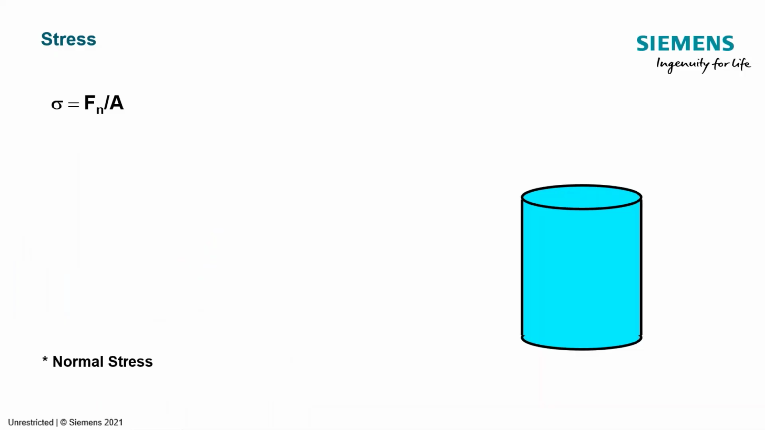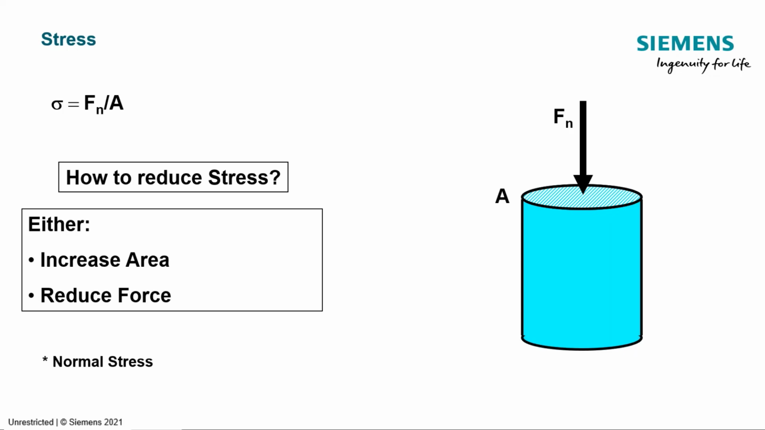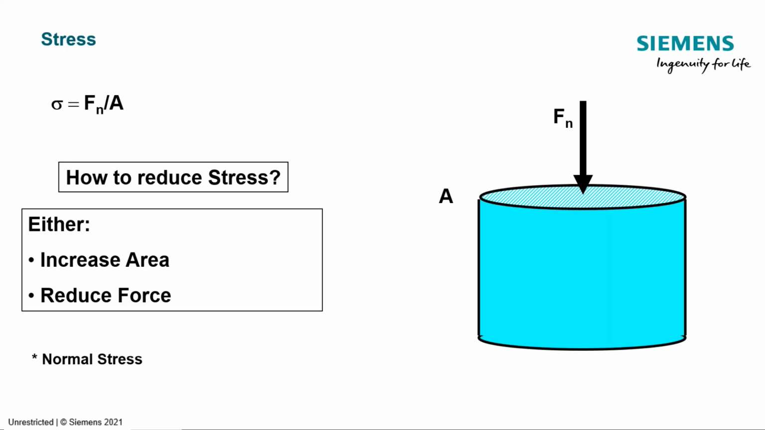Okay, stress. Remember, we're going to use stress and strain. So stress is force over area. Pretty simple. Apply a force, we got an area, we can calculate a stress. There's not a whole lot you can do to reduce stress. You can change the area, or you can change the force.